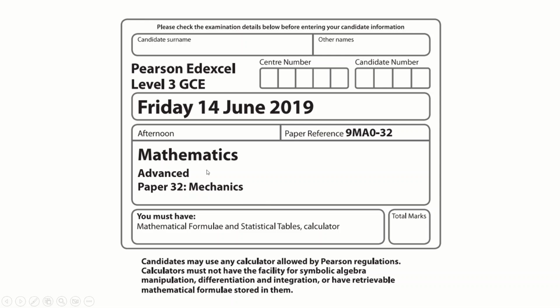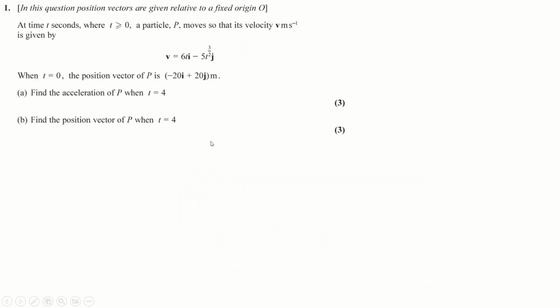This is the mechanics paper from Pearson Edexcel, June 2019, just regular A-level maths. It's 50 marks, let's do it as quickly as possible. So v is this. Of course, if it's given in terms of t like this, that means we're going to differentiate to find a. The acceleration is dv by dt.